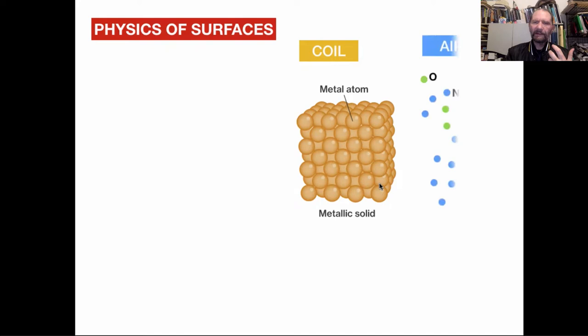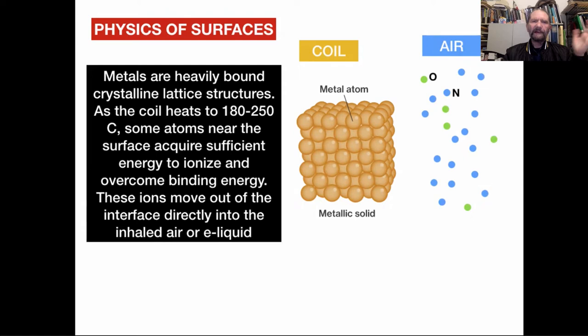And here, air is not packed. The molecules are very separated, and they move very fast and very easily. That's the difference between a gas and a solid. But metals are not just any solid. I'm going to explain that. Metals are formed by heavily bound crystalline-like structures, and as the coil heats to the temperatures that we use in vaping, between 180 and 250 degrees, some of the atoms near the surface acquire sufficient energy to overcome the molecular forces that bind them together, right? And so they can ionize and overcome the binding energy that keeps them bound, and they can move out of the interface directly into the inhaled liquid or into the air, right?